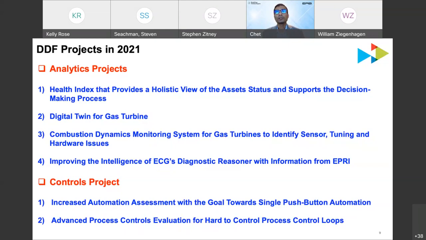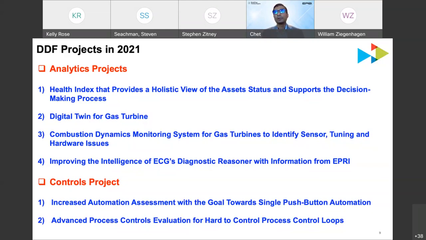The last two projects are on controls. So we have started a project where we are trying to improve the automation of our combined cycle plants. And the goal would be to go after single push button automation. Can we push a button and start the plant with minimal operator intervention, and shut the plant down?